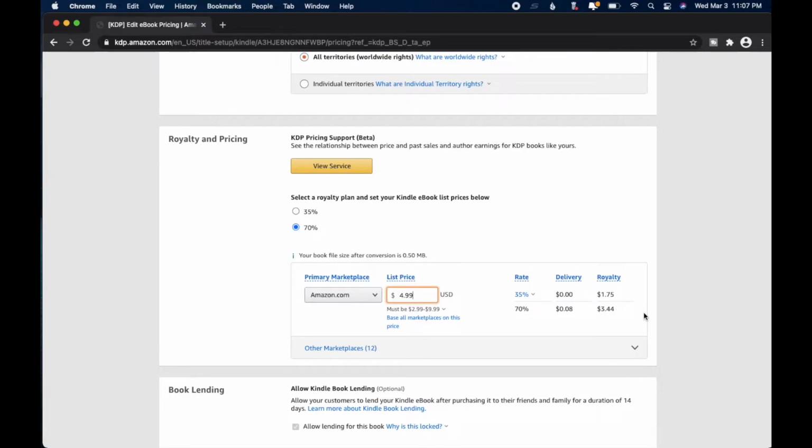So right there, you really see the difference in the two models. I would need to sell 285 at 99 cents to achieve $100 versus selling only 29 copies at $4.99 to achieve that $100 in royalties. So that was part of the impetus for me to price my books a little bit higher.